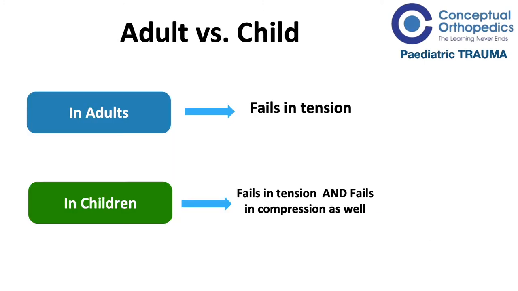Adult versus child: in adults, a fracture occurs and the bone fails when there is tension. Whereas in children, bone fails both in tension and in compression as well. So it is bimodal, where there is tension and compression acting.